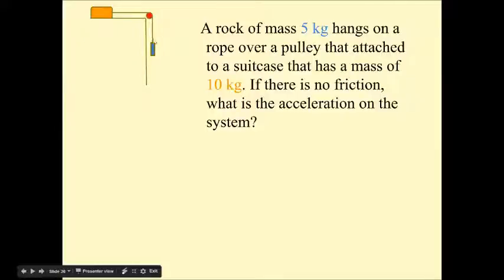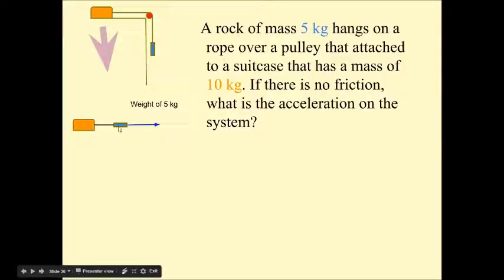So this problem happens to be a rock with a mass of 5 kilograms hangs on a rope over a pulley that's attached to a suitcase that has a mass of 10 kilograms. If there's no friction, what is the acceleration of the system? Obviously no friction from the hanging mass, but no friction from the suitcase either. So this one, I'm going to do the same sort of thing as I did the last type of problem. I'm going to take the two masses and just treat it as one system.